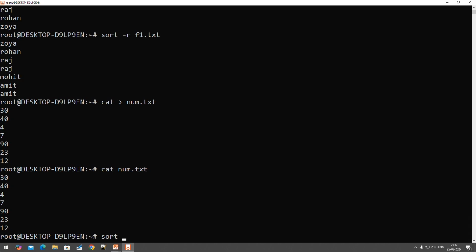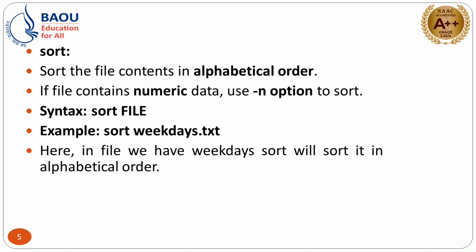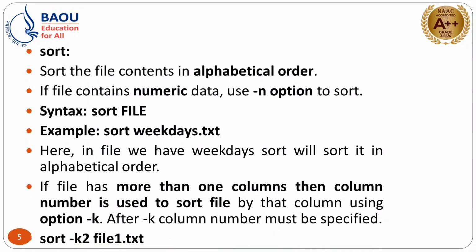You can observe here, I directly use num.txt. See here, this does not work. So in that case, I have to use the n option, then the file name. Now you can observe that my content is in ascending order. Suppose you require reverse order, the same command you use with another option called R. So here the data will be in descending order. This way you can sort your file, or whatever data is available in the file.